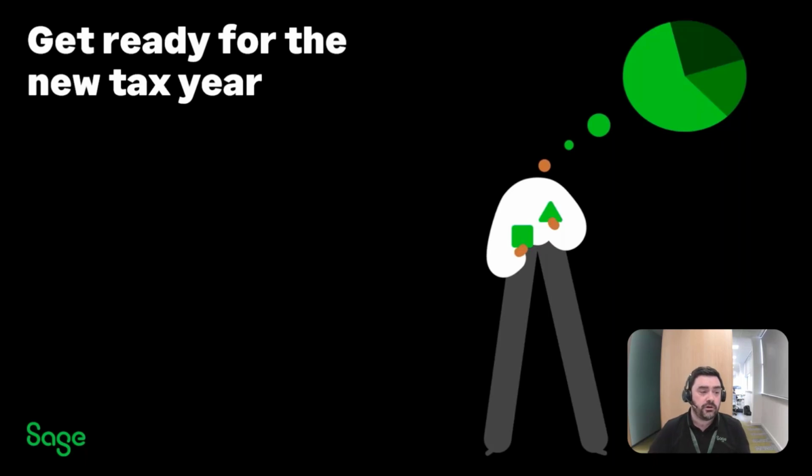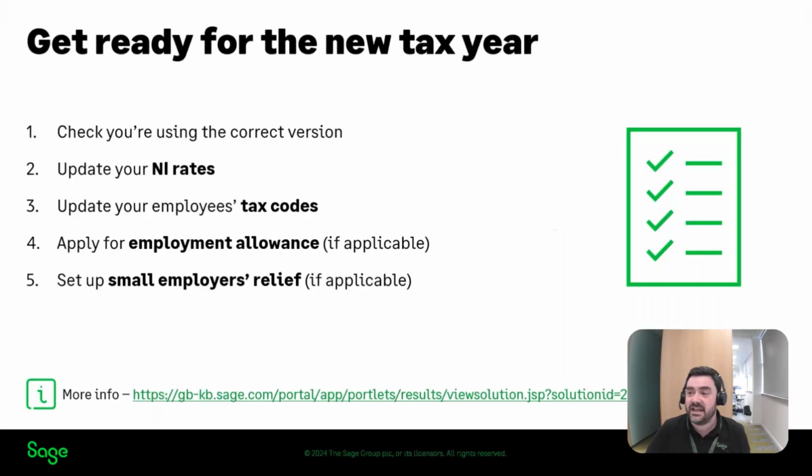So I'm going to take you through a checklist, which you can also read on our support hub. And we have 5 steps to get you ready for the new tax year. So step number 1 is to check that you're using the correct version of Payroll. So you need to have installed the year-end update, which is version 30. Step 2 is to update your national insurance rates for the new tax year by retrieving a legislation update, which I'm going to show you in the demo.